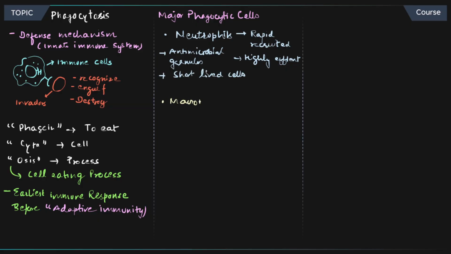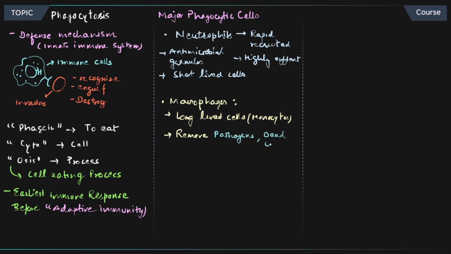Let's talk about the second cell, which is macrophages. Macrophages are really long-lived cells, and they are derived from monocytes. Monocytes essentially get converted into macrophages. Their role is to remove the pathogen, and also the dead cells. The next important role of these cells is cytokine production, those molecules which activate the immune response. And then let's talk about the third cell, which is the dendritic cell.